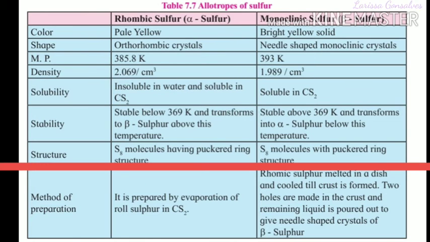How is rhombic sulfur prepared? It is prepared by evaporation of rolled sulfur in carbon disulfide. Rhombic sulfur is melted in a dish and it is cooled till a crust is formed. After that, two holes are made in the crust and the remaining liquid is poured out to give needle-shaped crystals of beta sulfur. So this was all about the allotropes of sulfur.